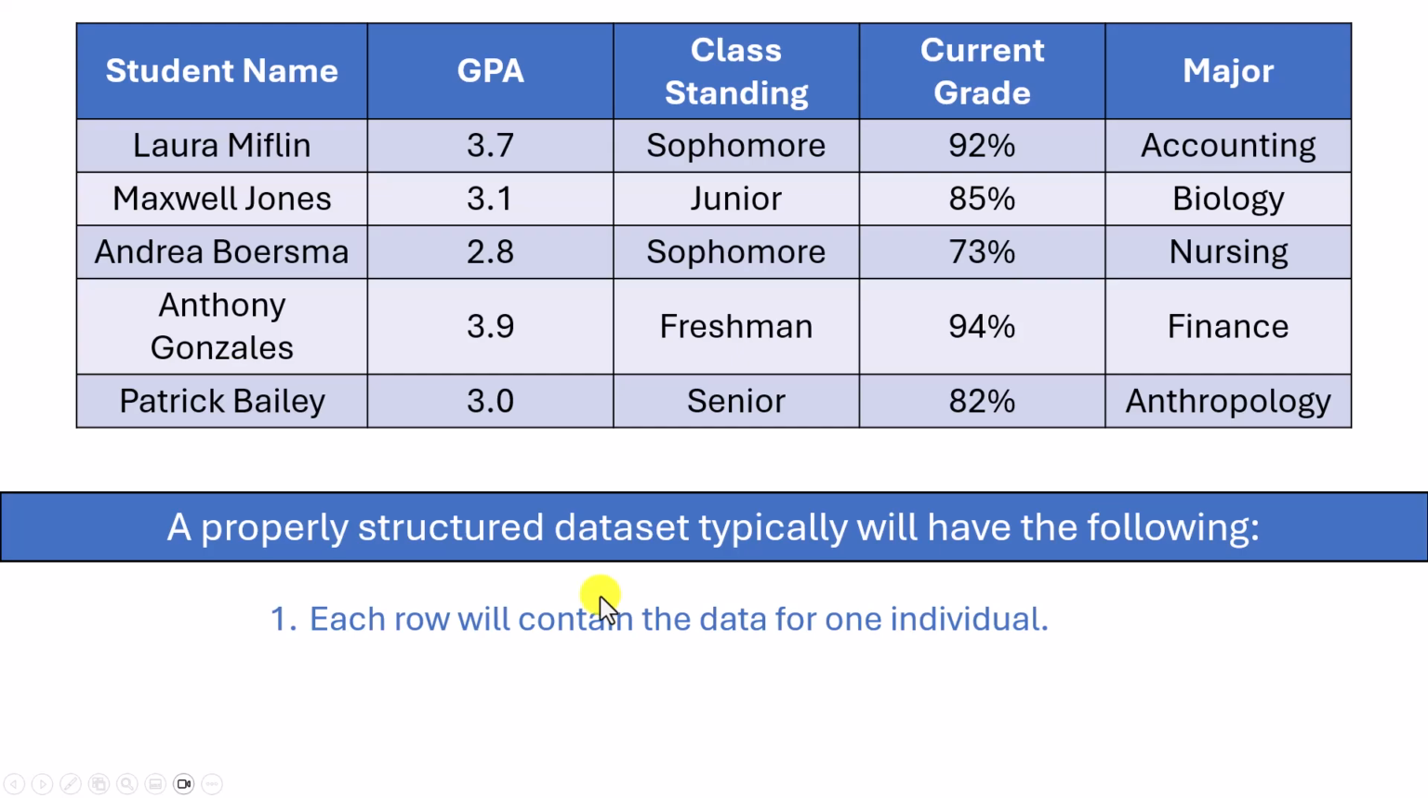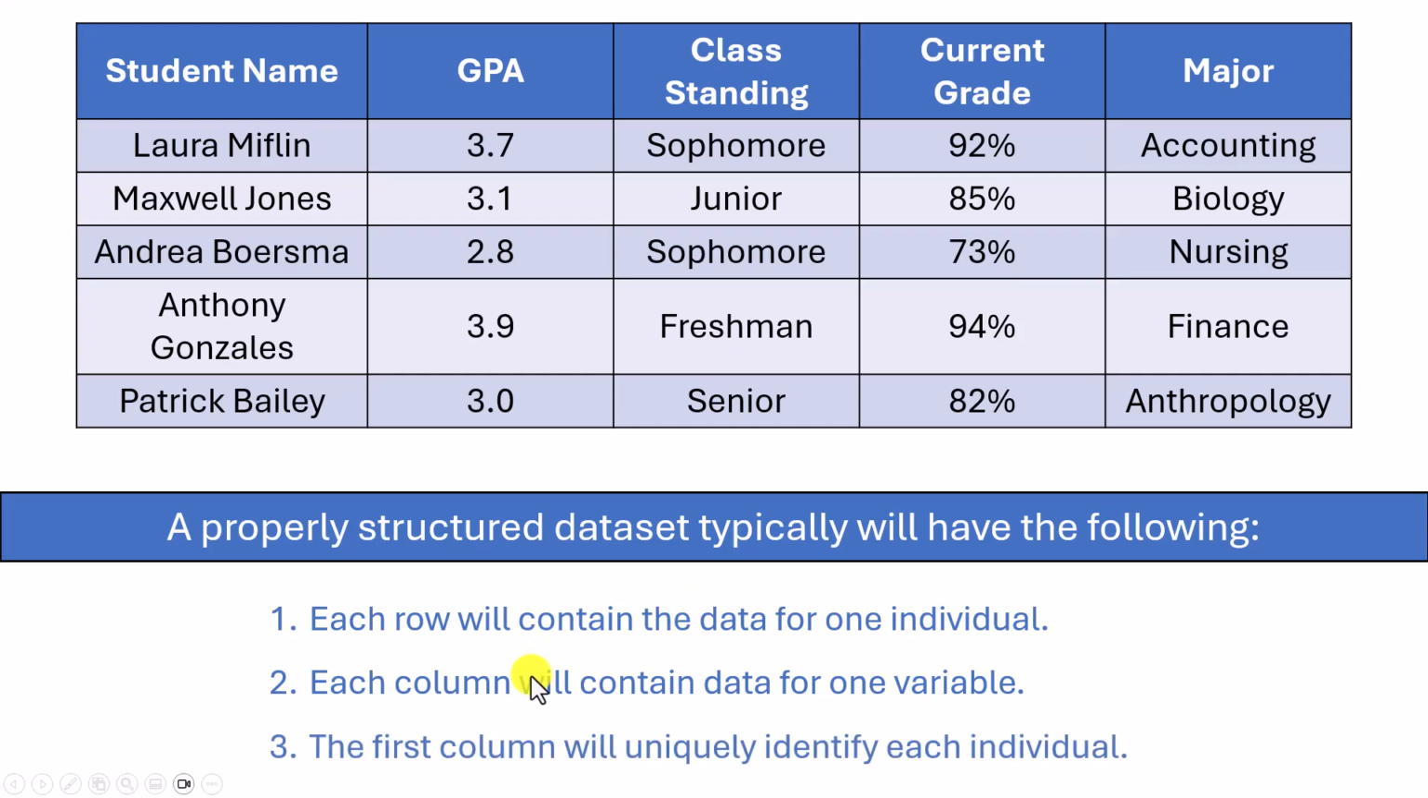So if it's a properly structured data set, which is what we're typically going to have in this class, you're going to expect each row to represent data for an individual. On the other hand, each column should contain data for one variable. So everyone's GPA is in this column, or everyone's class standing is in this column. If we go down the column, we know we have that variable for every single individual. So we're going to have our data sets structured in that way as well.